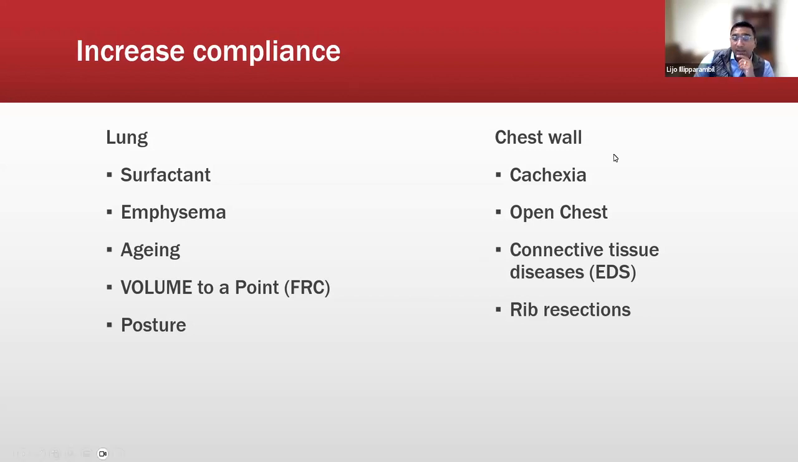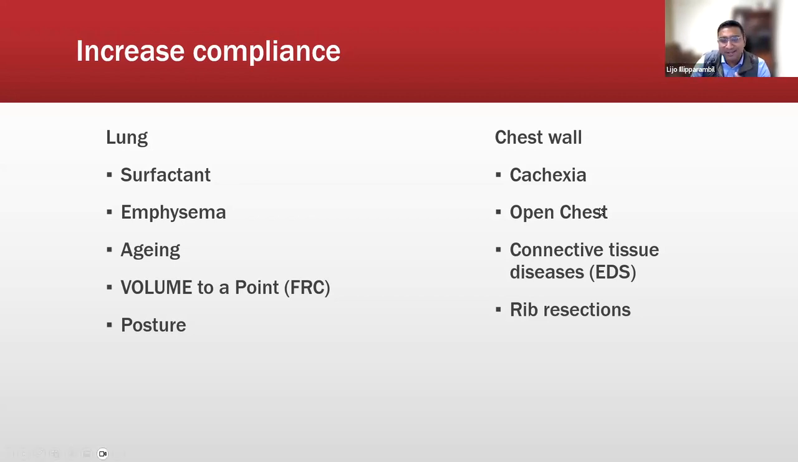feel short of breath. On the chest wall side, you have cachexia, so loss of chest wall muscle and strength means that the lungs can actually move more regularly. Open chest makes sense. You took away the chest wall from the picture, really. The lungs are open to the air and they're able to move pretty freely. Connective tissue disease, right? So specifically Ehlers-Danlos and Marfan's, you can see this. They lose their elastic recoil, right? Their elastin and elastic fibers are not properly aligning and not properly elastic, I guess.